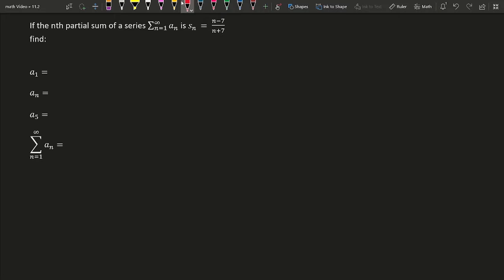Today, we are going to be solving a series problem that is typically taught in Calculus 2. This problem states: if the nth partial sum of a series, n equals 1 to infinity of a sub n, is given by the equation s of n equals n minus 7 over n plus 7, find a sub 1, a sub n, a sub 5, and the sum of the series as n approaches infinity.